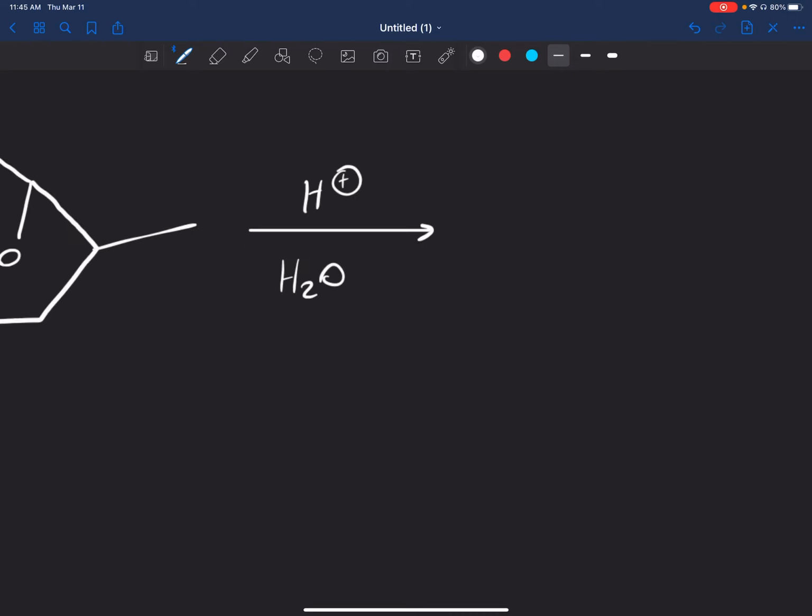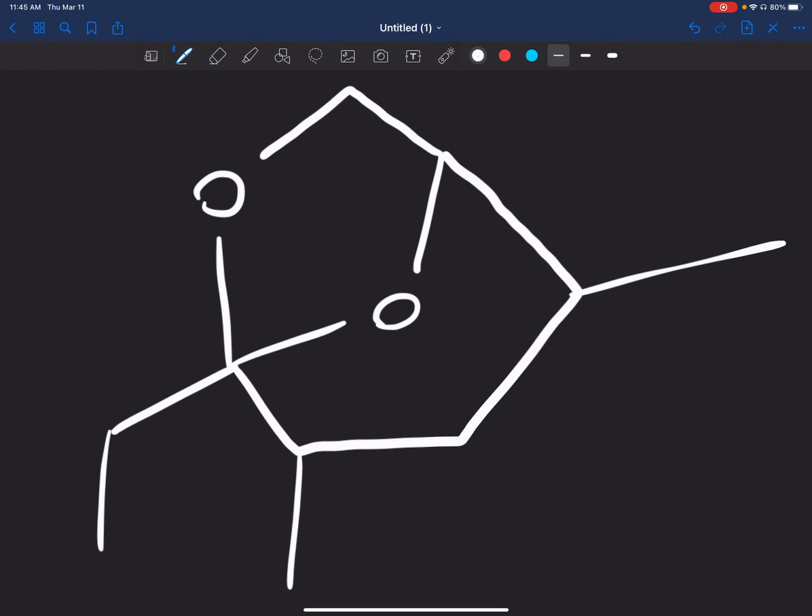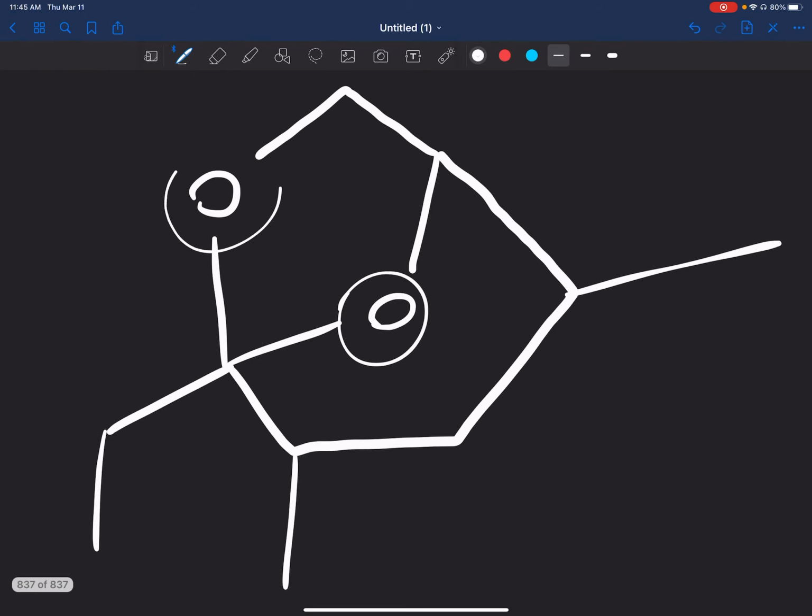So you see acid and you see water. If you remember from last time, that's how we usually take off the protecting group, or in general how we reverse the acetal to a carbonyl. But let's see if we have an acetal here in the first place. We see two oxygens. They're both connected to the same carbon, all right?